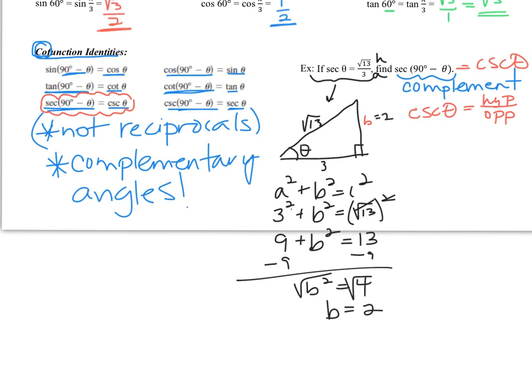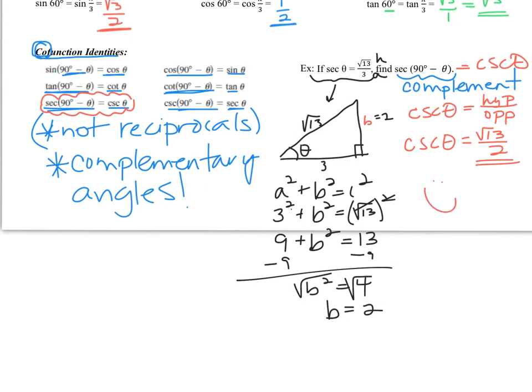And once you know that, cosecant, super easy. Cosecant of theta would equal the hypotenuse, which is the square root of 13, over the length of the opposite side, which is 2. And that's how you can use those cofunction identities, embed them with our right triangles.